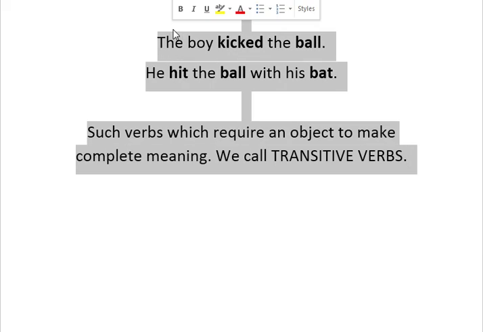Next, when I had told you the definition of verbs, I said that verbs are not only words that describe action, but they also describe condition. So there are some verbs which do not require an object to complete their meaning. Let me give you an example.